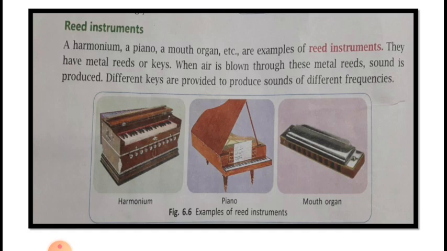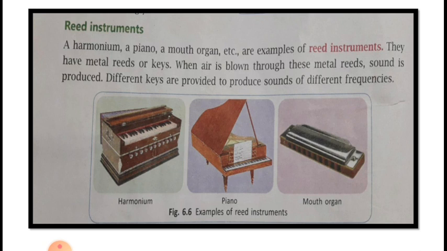Okay, and the last type of instruments are the reed instruments. A harmonium, a piano, a mouth organ, etc. are examples of reed instruments. They have metal reeds or keys. When air is blown through these metal reeds, sound is produced. Different keys are provided to produce sounds of different frequencies.